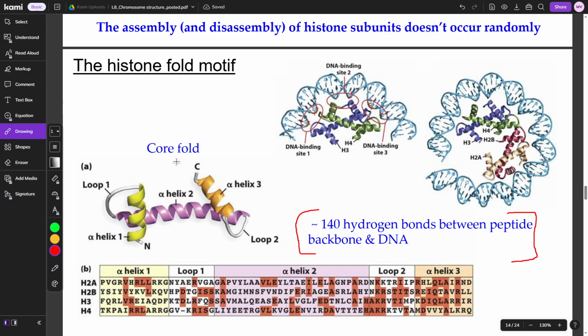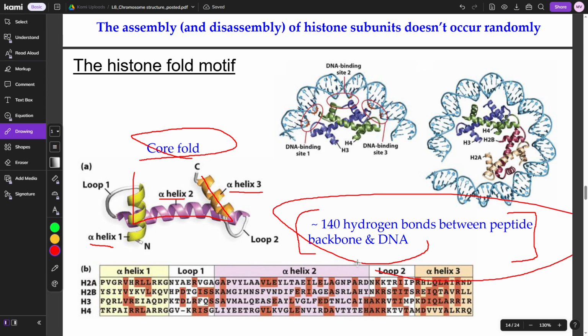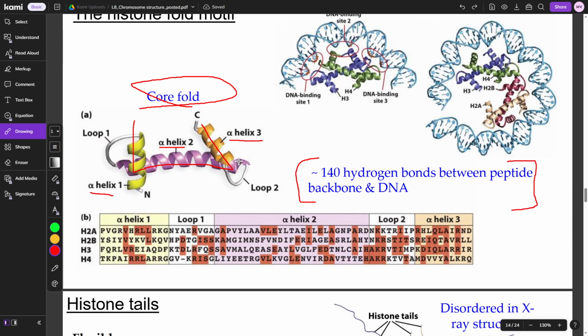And this is the core motif of what a histone has. It's got one alpha helix, a second alpha helix, and a third alpha helix in a U-shaped pattern. Do I think that's that important? Not really. Maybe something to put on your note card, but I think this is more important than the exact core fold motif. The other thing you should be able to tell is to look at all of the plus charges, if you will. There's arginine.